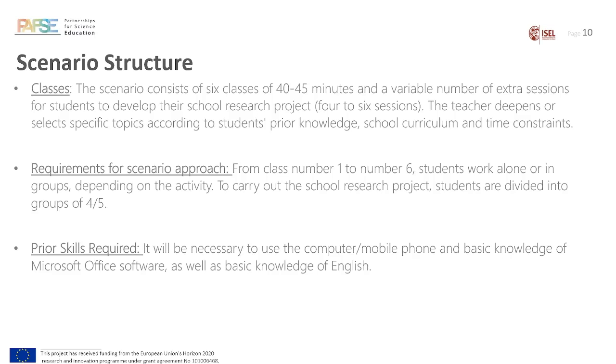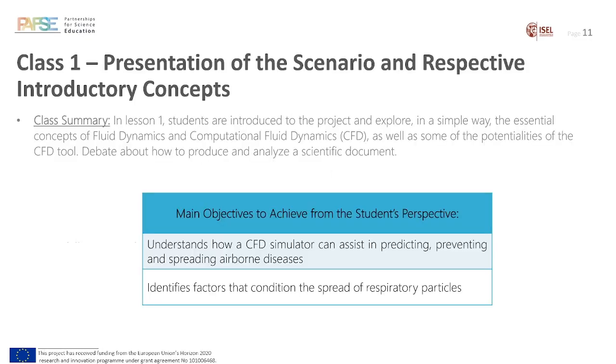From classes 1 to 6, students will work alone or in groups depending on the activity. This will be at the decision of the professor how students will work. And to carry out the school research project, students are divided into groups of 4 or 5. It will be necessary to use the computer or mobile phone, and it will be required that students have basic knowledge of Word and PowerPoint and some basic knowledge of English.